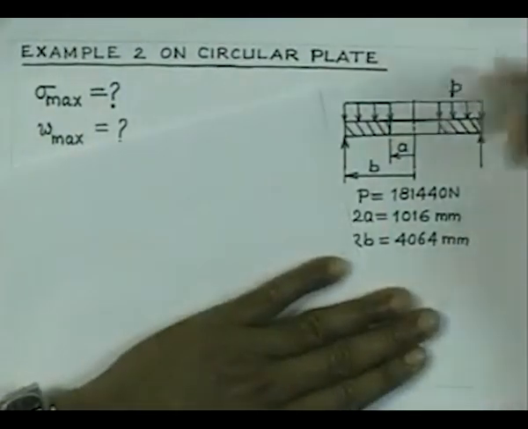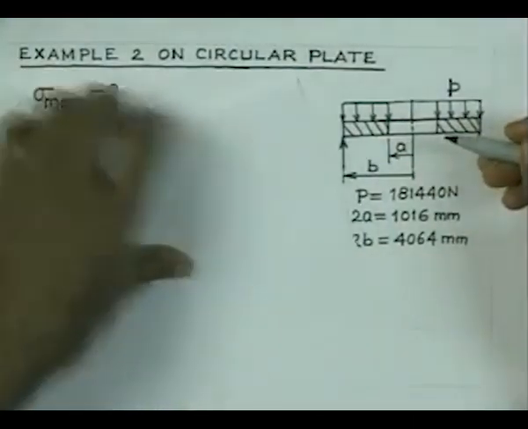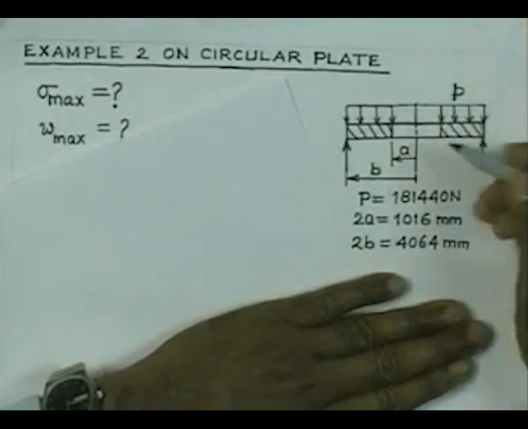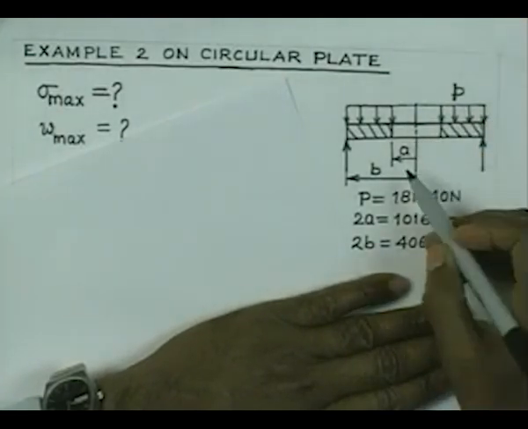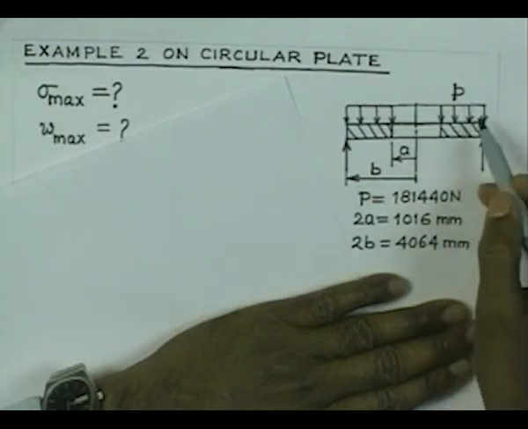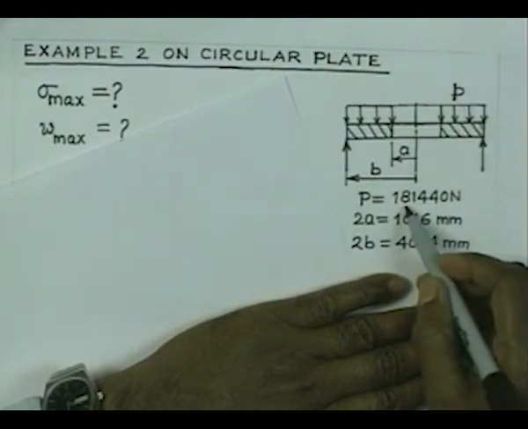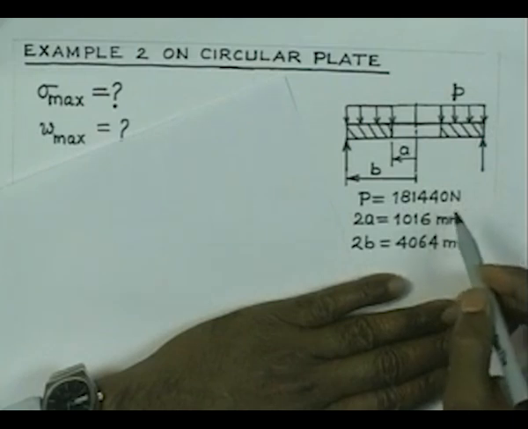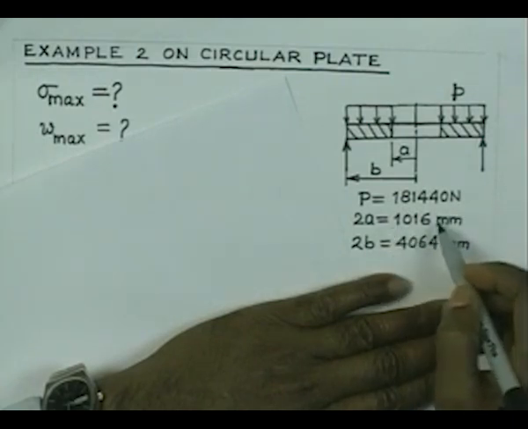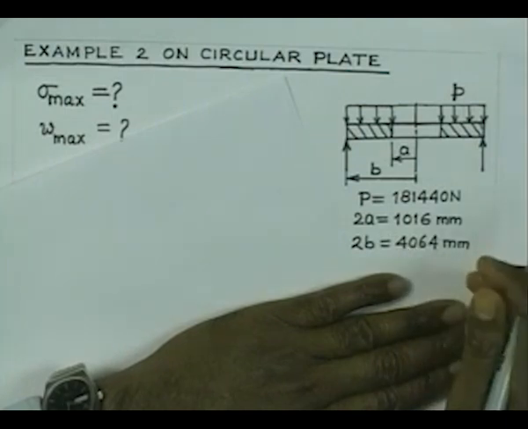This is the plate, the cutout at the center is of radius A and outer radius is B. The load is uniformly distributed. Total load out of this uniform distribution is 181,440 Newton, and as I said, this inner radius is 1/4 of the outer radius.